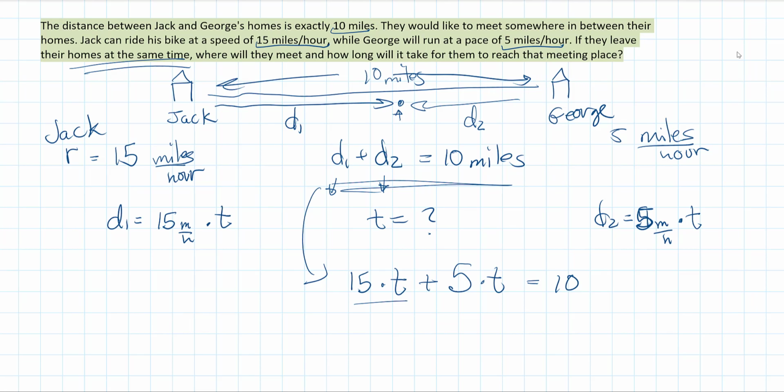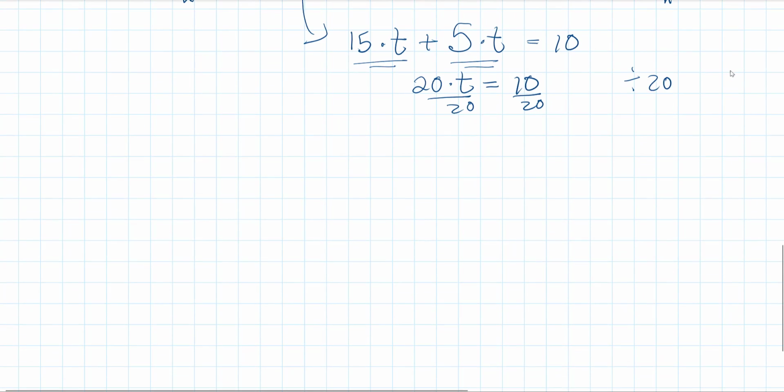So we have 15t plus 5t. We don't know what t is, but it's the same t. So we can write this as just 20 times t equals 10, right? And then we can use our division property. We can divide by 20 in order to isolate t. So we divide by 20. And what we get is t, because these 20s cancel, equals 10 divided by 20, which is exactly half. So they will meet at t equals half.